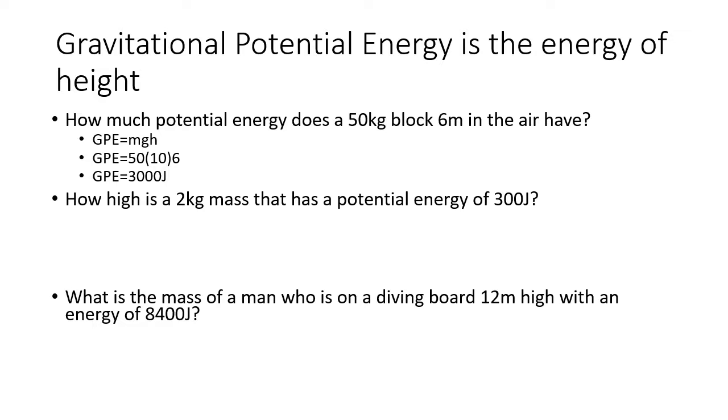Our second question, how high is a 2 kilogram mass that has a potential energy of 3,000 joules? Once again, we'll start with our potential energy formula. We'll fill in the 3,000 joules as the potential energy. We'll fill in the 2 kilograms as the mass. And again, because it's on Earth, gravitational acceleration is 10 meters per second squared. That means that 10 times 2 is 20, 20 times the height is 3,000 joules, which gives us a height of 15 meters.